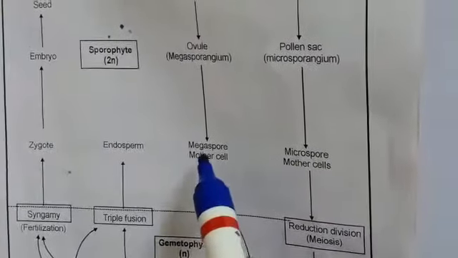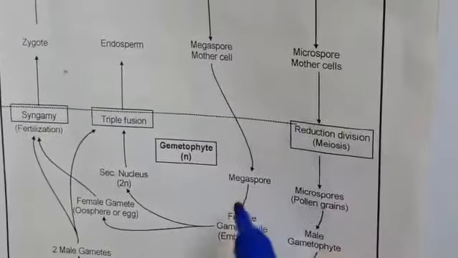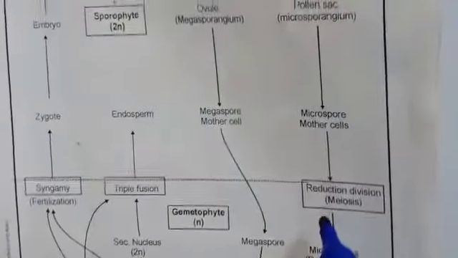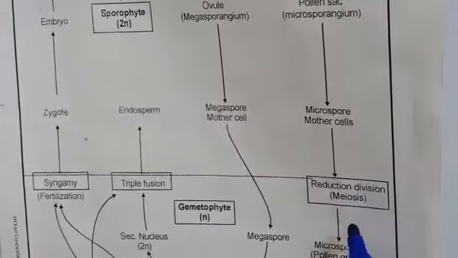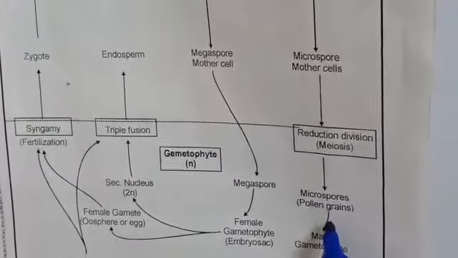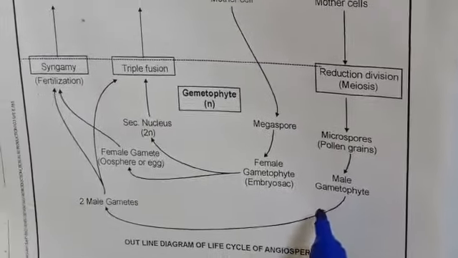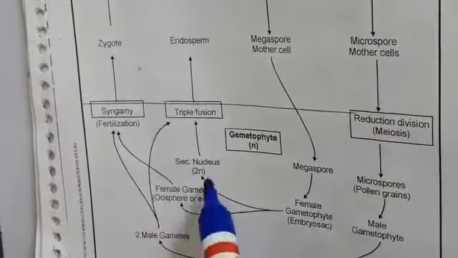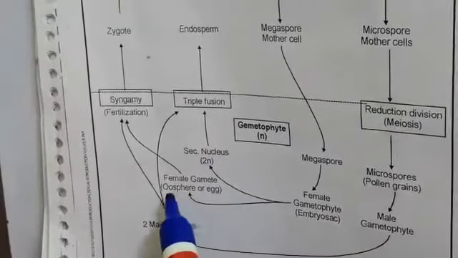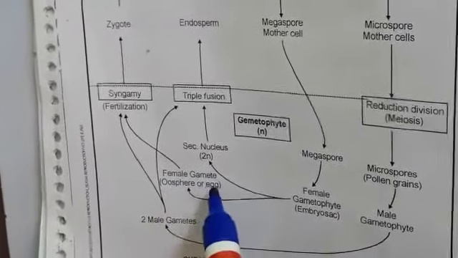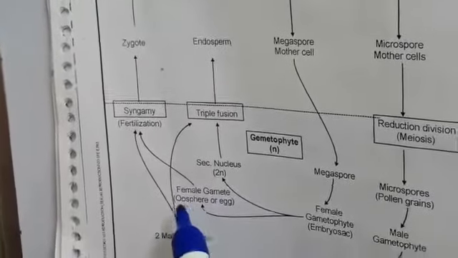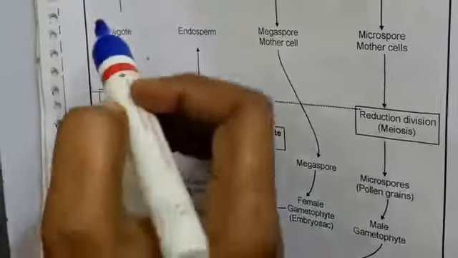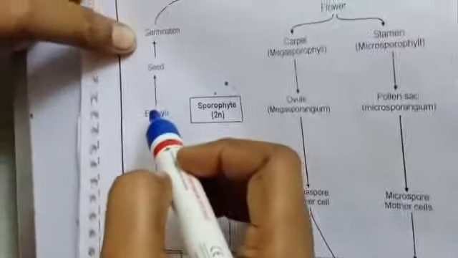This megaspore mother cell produces megaspore, and these megaspores develop into the female gametophyte, that is the embryo sac. The microspore mother cell undergoes reduction division, meiosis, and forms microspores, that is the pollen grains. This is the male gametophyte, and it forms two male gametes. In the female gametophyte, that is in the embryo sac, the secondary nucleus is present, and also the female gamete, the egg. Then the male gamete and the egg fuse. That process is called fertilization or syngamy. Then it forms the zygote. The zygote develops into embryo.